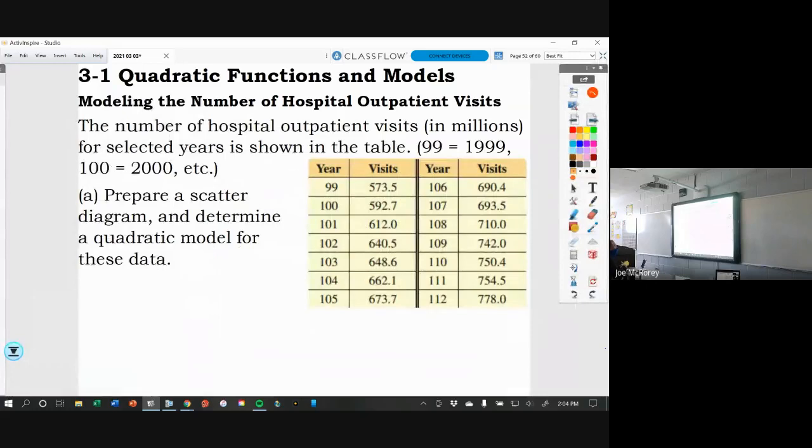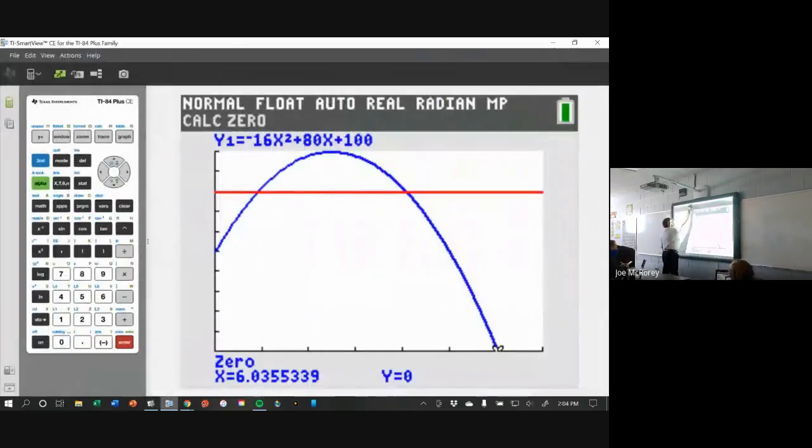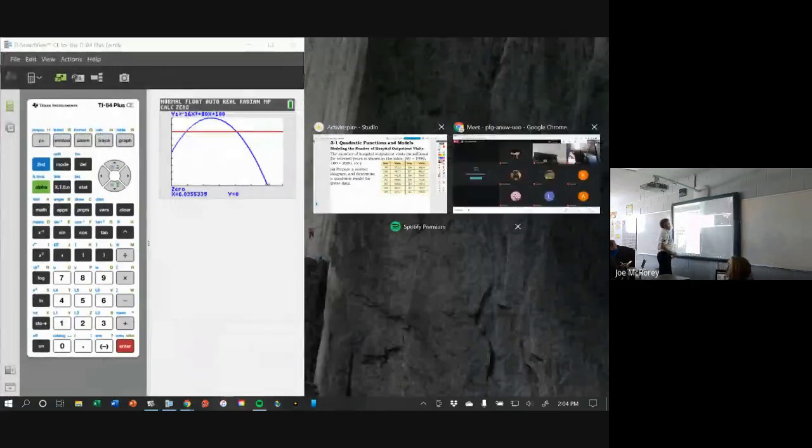Okay. Go to stat and enter this data. Wait, just a split second. Are we putting in the year? No, stat didn't want.